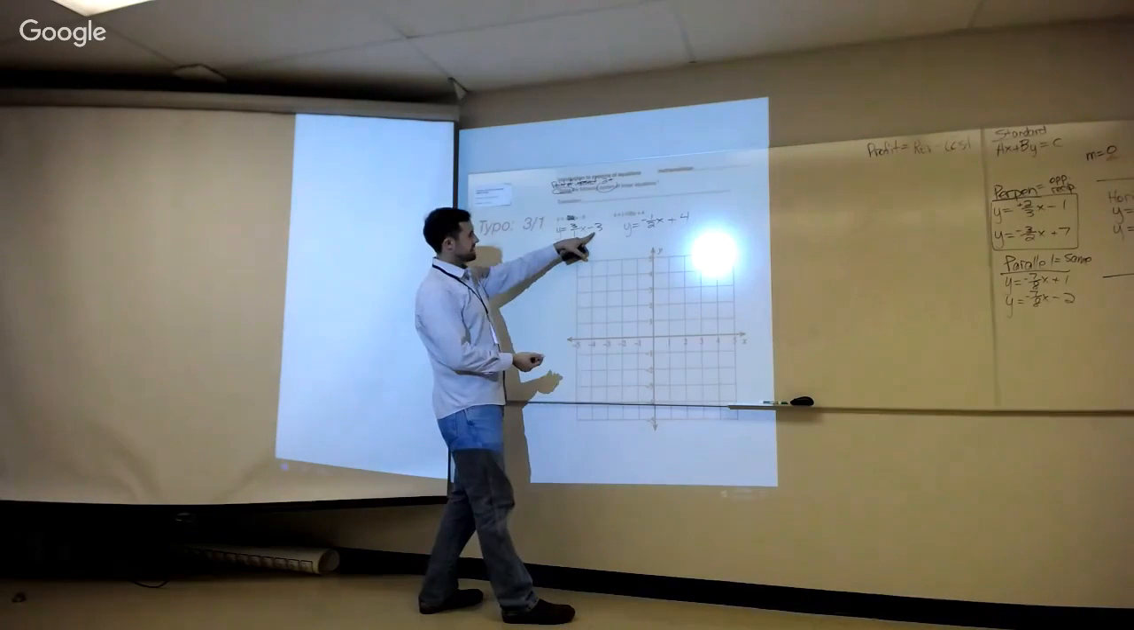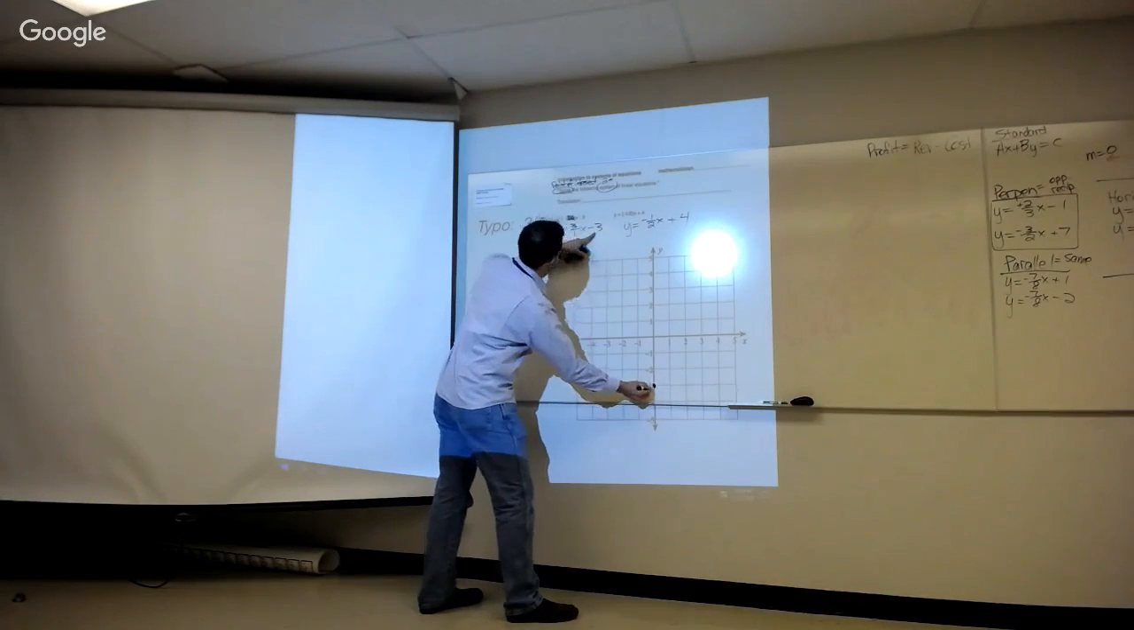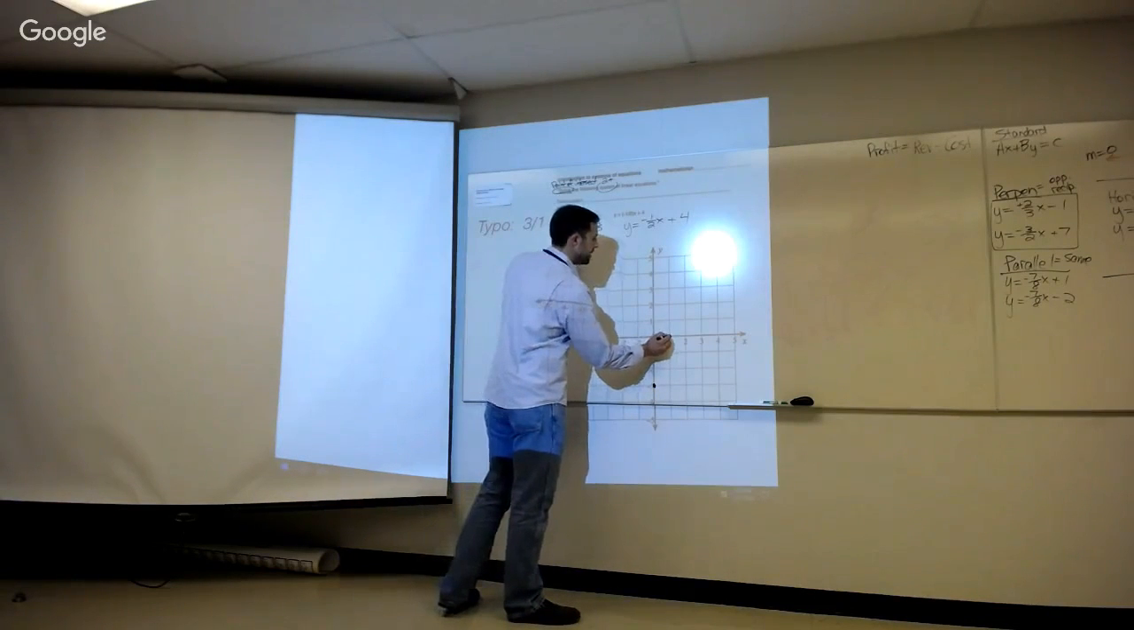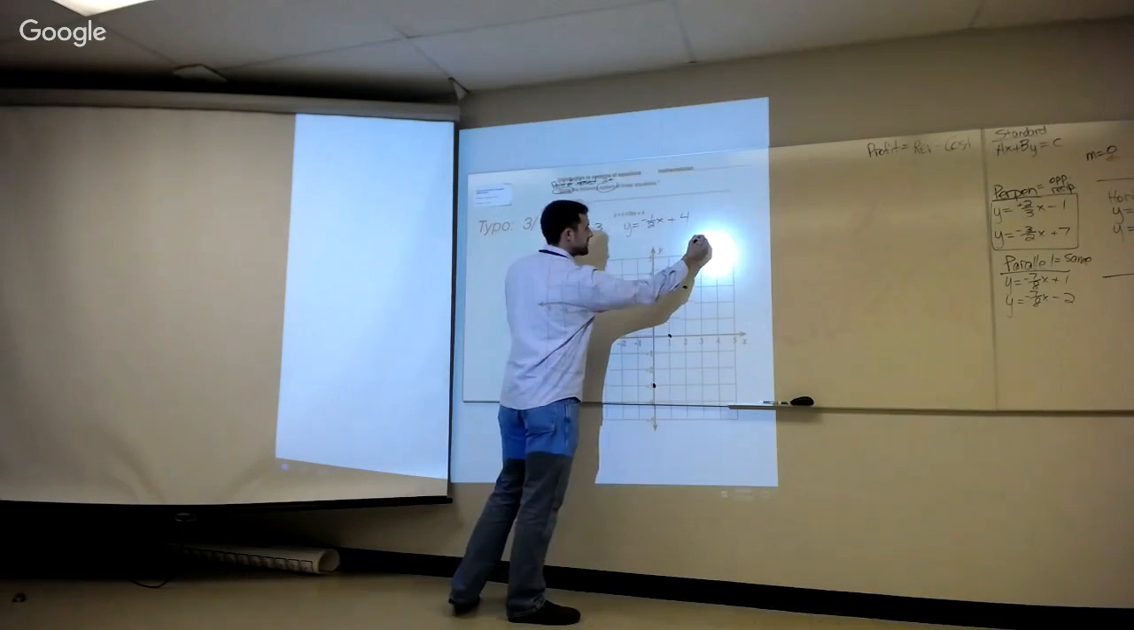So my first line has a y-intercept of negative 3. And then the slope is going up 3, right 1, up 3, right 1. So I go up 3, right 1, up 3, right 1, up 3, right 1. And there's my first line.